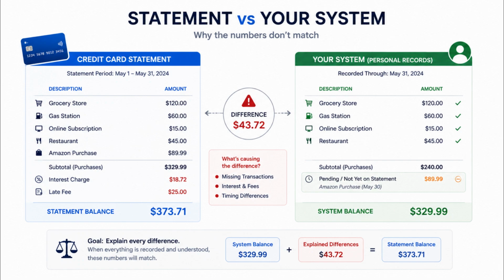Open your credit card statement and the number doesn't match your system, and specifically the credit card payable is the number that I'm referring to. You recognize some transactions in your statement, others feel off. There's interest, maybe a fee, and now you're asking, what exactly am I supposed to reconcile here?